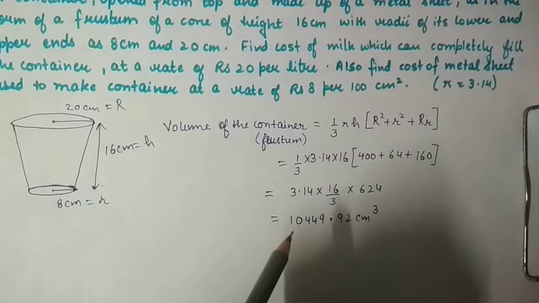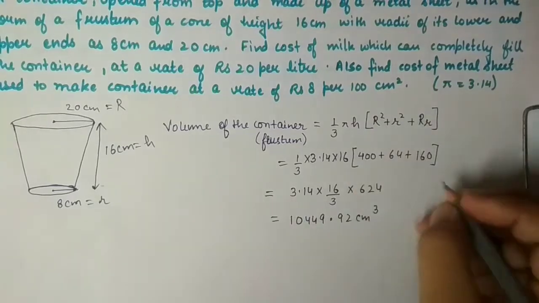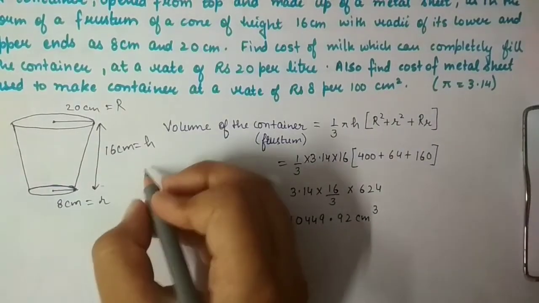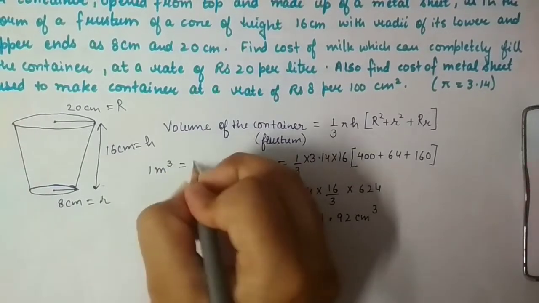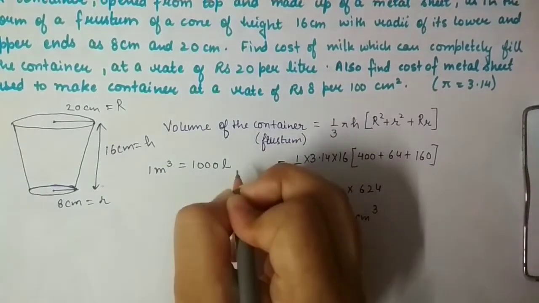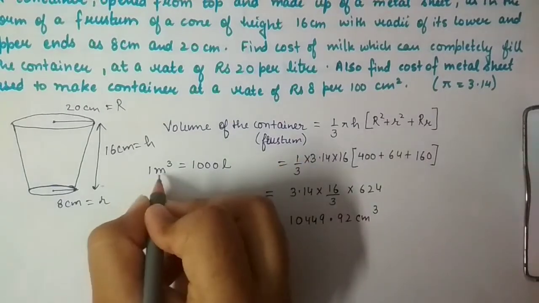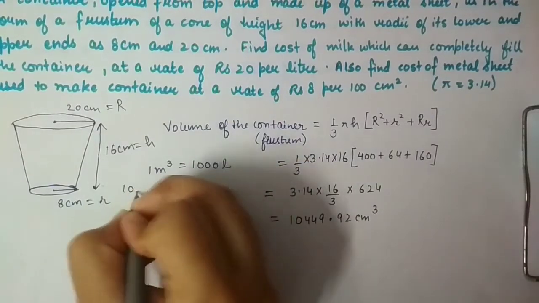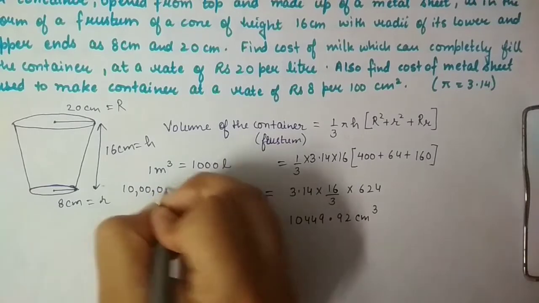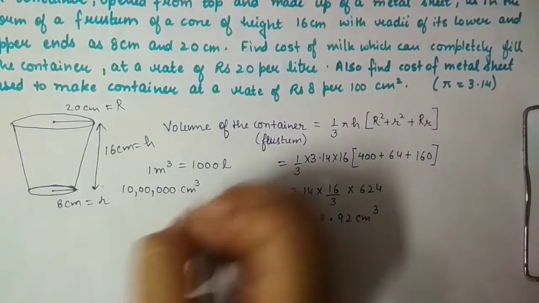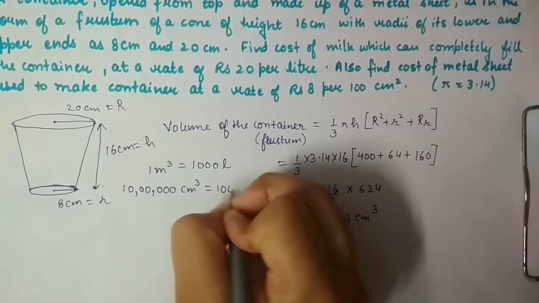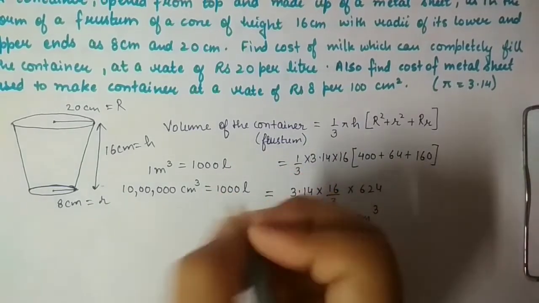It means we need to find the volume in liters, but we have it in centimeter cube, so you can convert it into liters. You know that 1 meter cube is equal to 1000 liter. And what is 1 meter cube? 1 meter cube is equal to 10 lakh centimeter cube. Okay, so this is equal to 1000 liter.